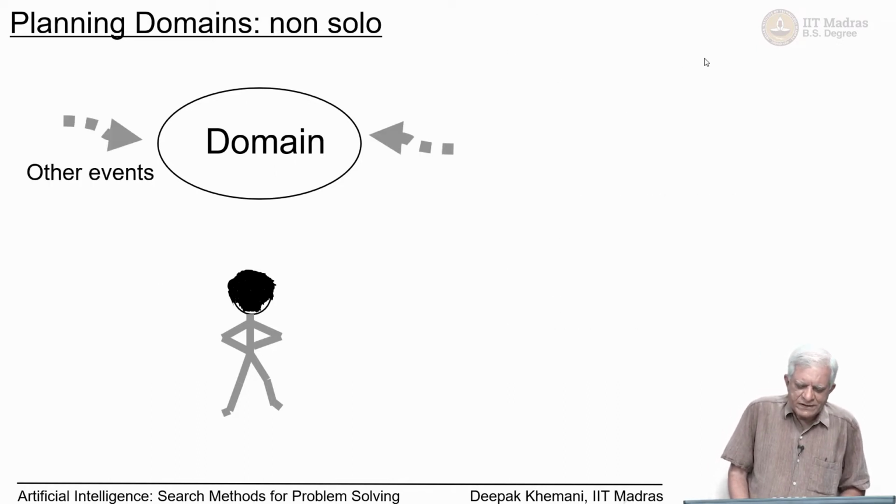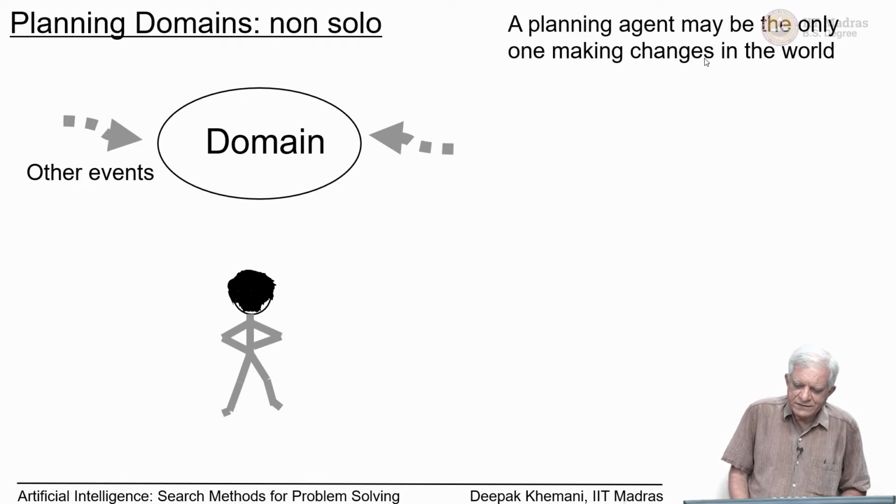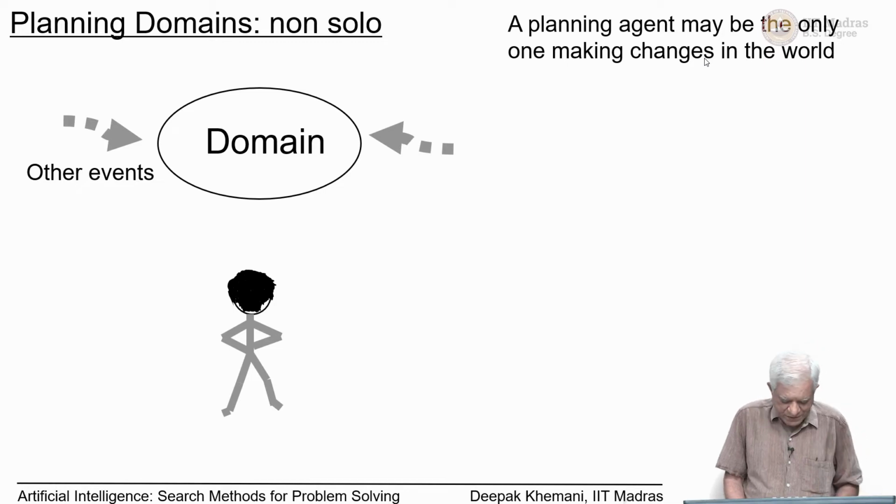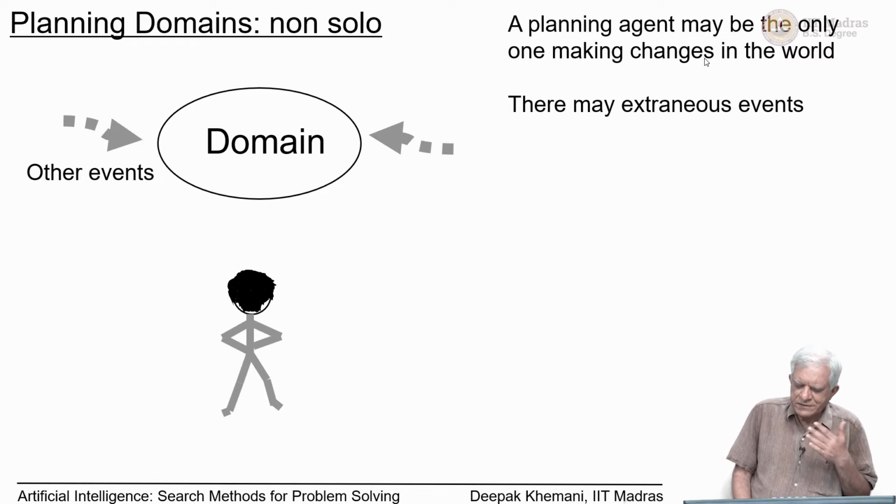Then we have already said that we assume that the agent is the only one who is acting, making changes in the world, and that actually makes planning itself a hard problem. It has been shown that even in the simplest of domains, planning is in PSPACE, which means it takes polynomial space and exponential time.